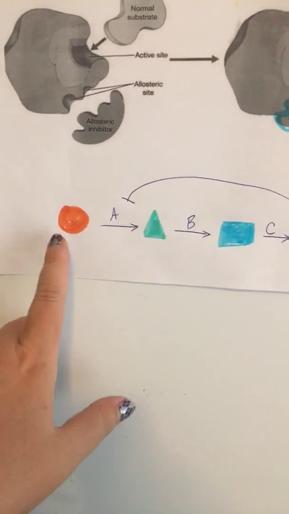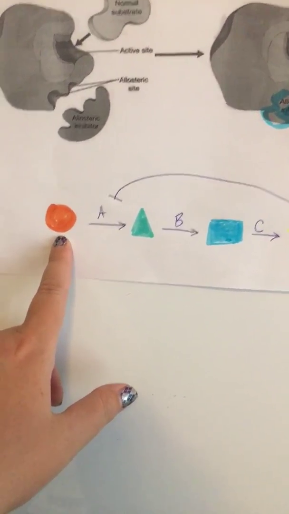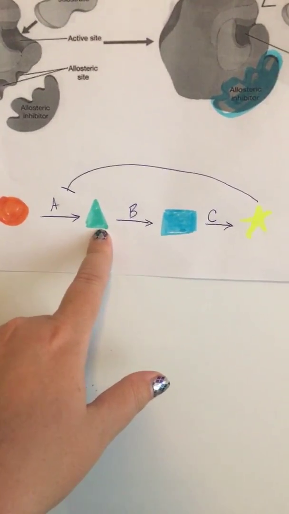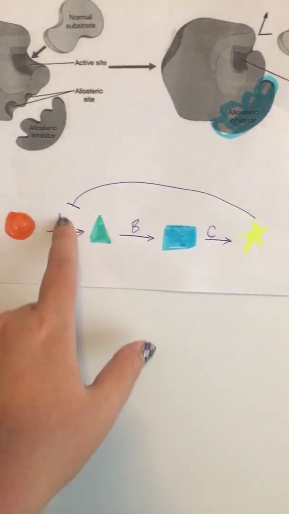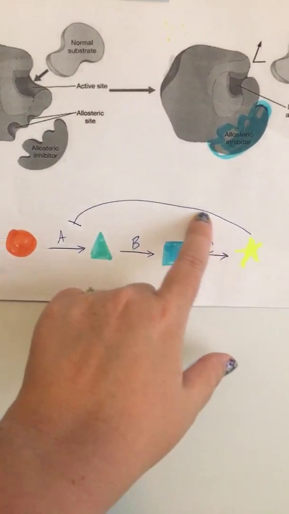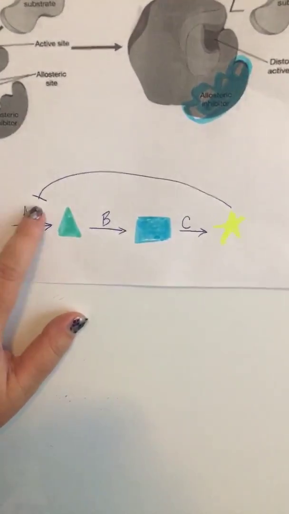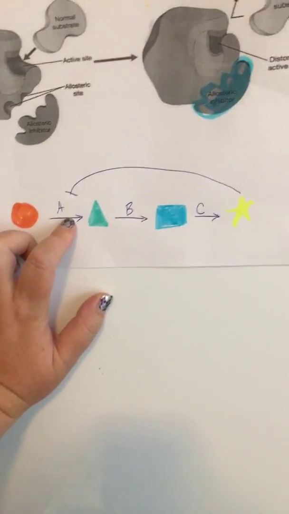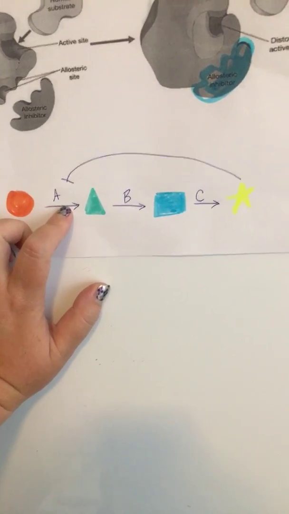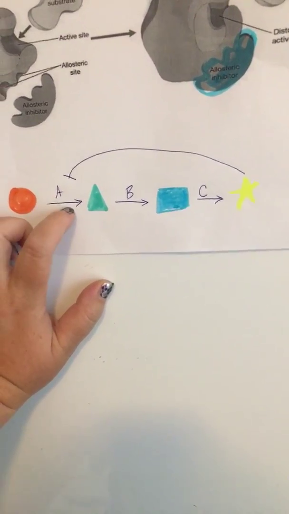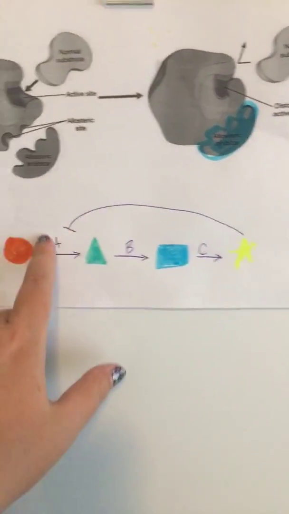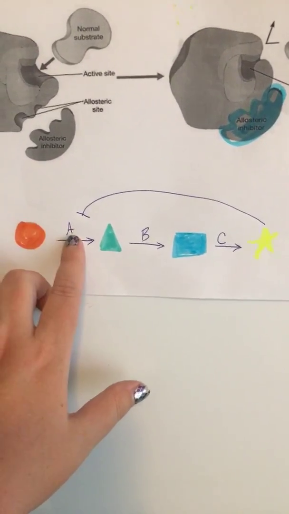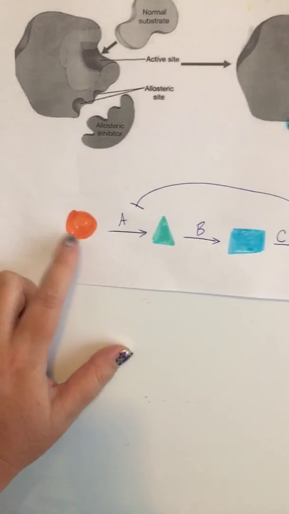So if we have the substrate, then an enzyme, and then we get to our product, then we have this feedback inhibition. Basically, wherever this arrow is pointing, that is the feedback. And inhibition just means we're going to reduce the activity. So if we say our product here is going to be inhibiting enzyme A, what's going to happen to this orange circle?